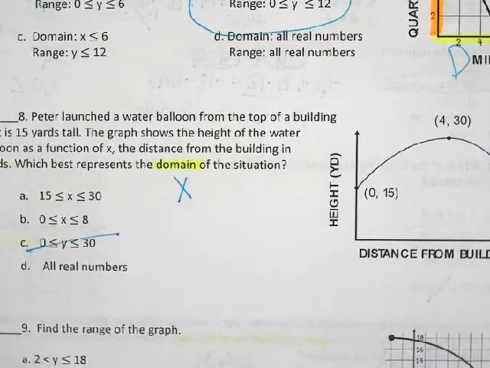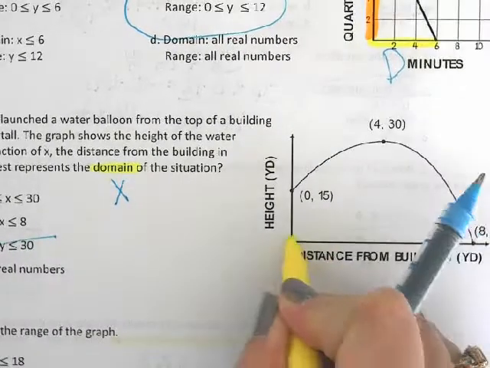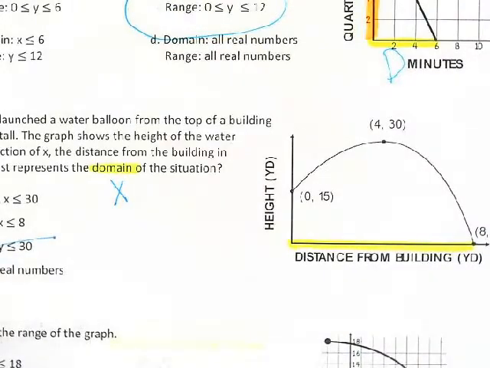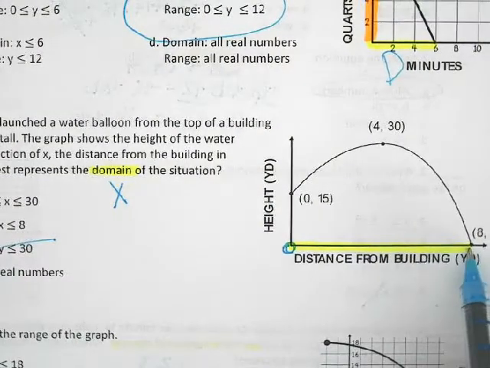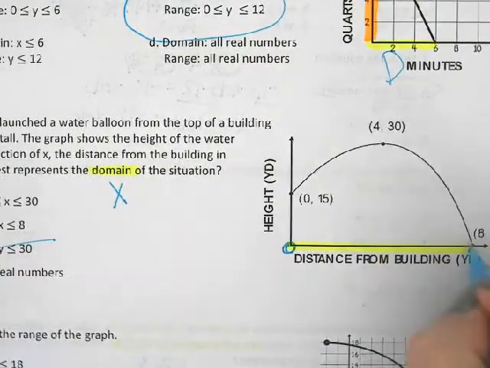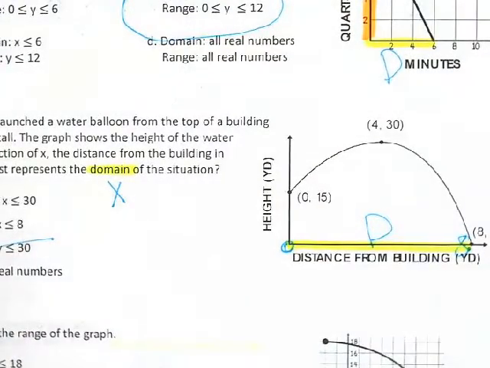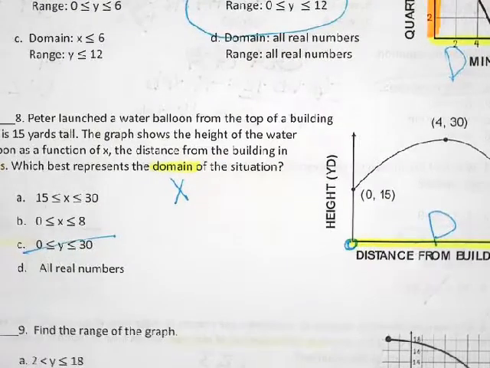So I'm looking at my graph. I'm looking at my x values, which are right here. So that means it starts at 0 and it ends at 8. So again, this is my domain. Those are my x values from 0 to 8. So that is going to be answer choice B.